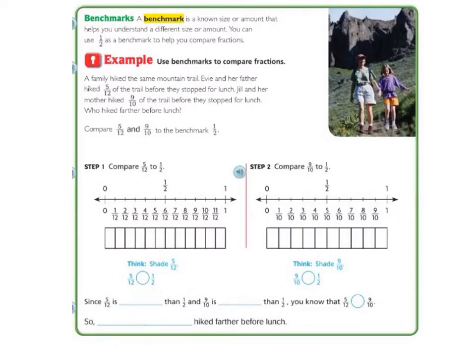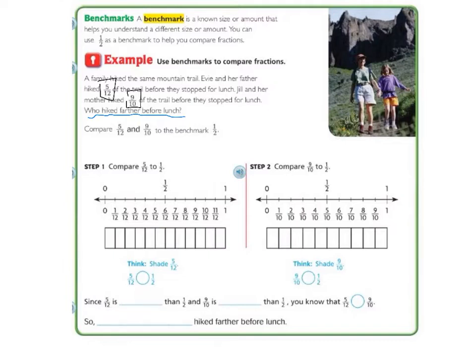Let's do our next example. It says, a family hiked the same mountain trail. Evie and her father hiked 5/12 of the trail before they stopped for lunch. Jill and her mother hiked 9/10 of the trail before they stopped for lunch. And here's our question. Who hiked further before lunch? So we want to use half again as a benchmark, and we want to know who hiked more than half or less than half, and who hiked more.